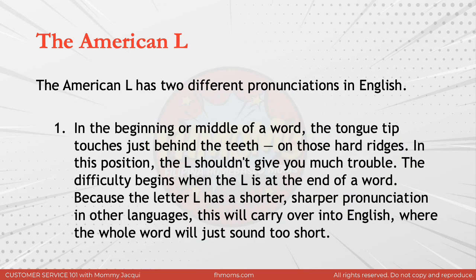Now, let's proceed with the American L. This is not much of a problem with Filipinos, but it's worth taking note of. The American L has two different pronunciations in English. First, in the beginning or middle of a word, the tongue tip touches just between the lips and those hard ridges. In this position, the L shouldn't give you much trouble.